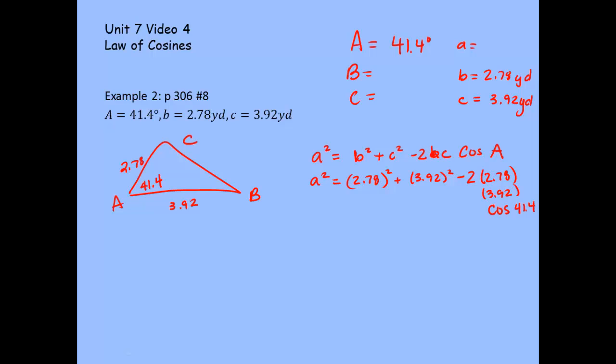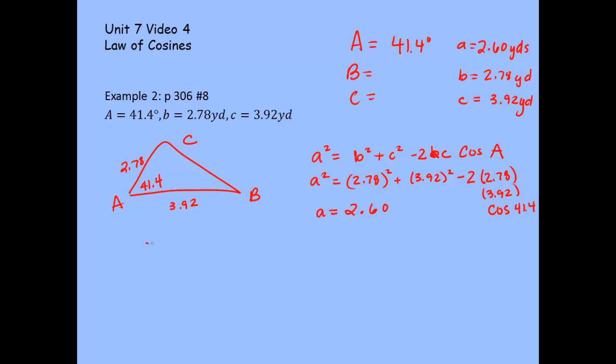So go ahead and carefully calculate that and make sure that you take the square root in order to find little a. I came up with little a to equal approximately 2.60 yards. Make sure that you double check your math there if you came up with something different.